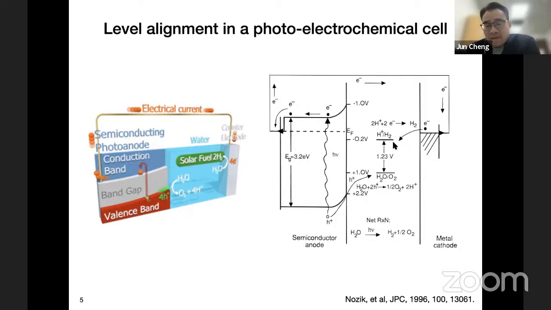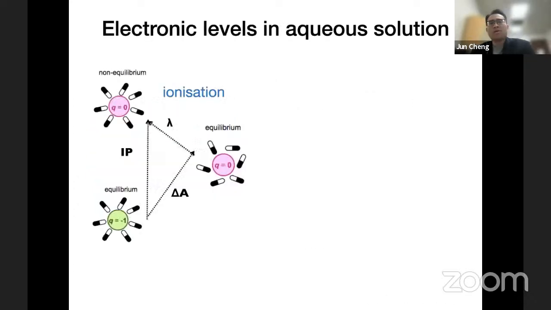So this type of level alignment already determines the thermodynamics of the electron across the interface. As a theoretician, that's really the first task for us, to calculate those levels. I will talk about lots of energy levels in this talk, but what are the electronic levels we very often talk about?